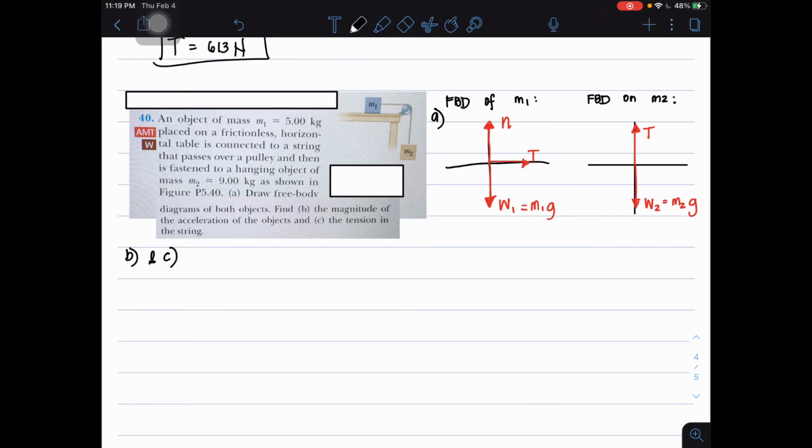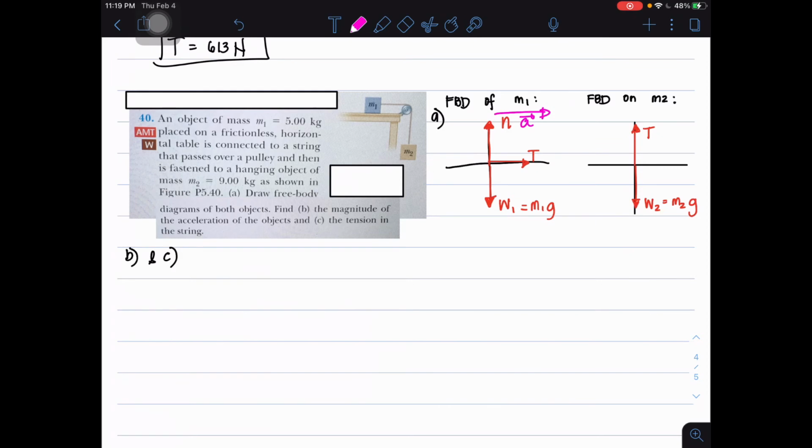If you analyze the FBD on M1, our acceleration is going in this direction. Why? Because M2 has a greater mass than M1. So we are assuming that the motion would be from here going up.